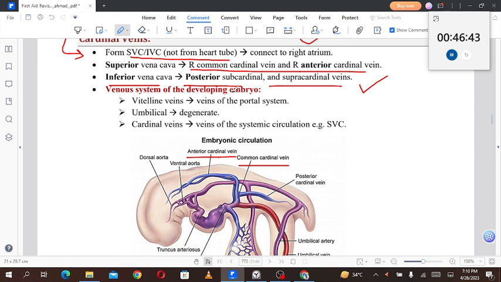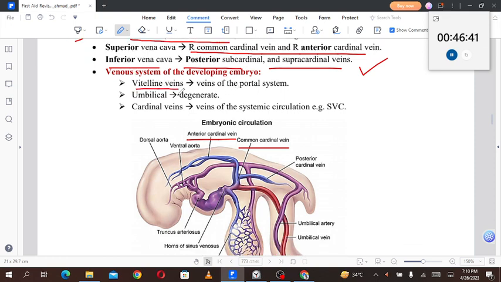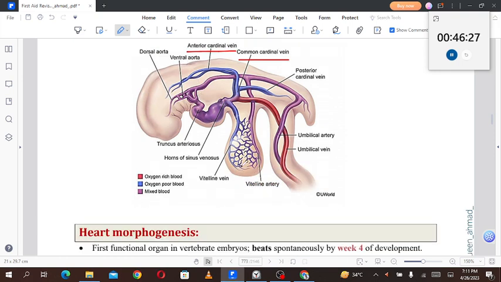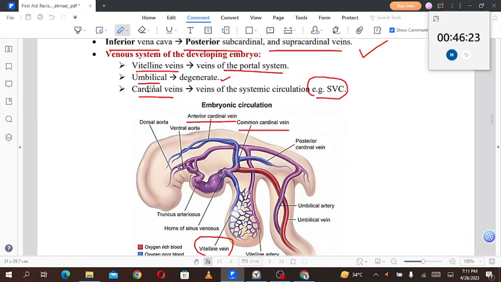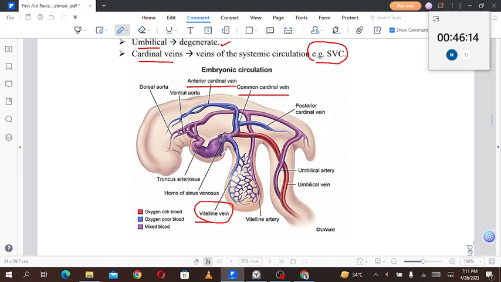The venous system of the developing embryo consists of three venous systems. First one is vitelline veins, then umbilical veins, and the cardinal veins. The vitelline veins give rise to the portal system, umbilical veins degenerate, and the cardinal veins give rise to the veins of systemic circulation, for example, the superior vena cava. Okay, so the vitelline veins will give rise to the veins of the portal system. Got it? The cardinal veins will give rise to the systemic venous system, that is superior vena cava and inferior vena cava, while the umbilical veins, which are present over here, which are the main source of oxygen and nutrition for the child, for the fetus, will degenerate over here.